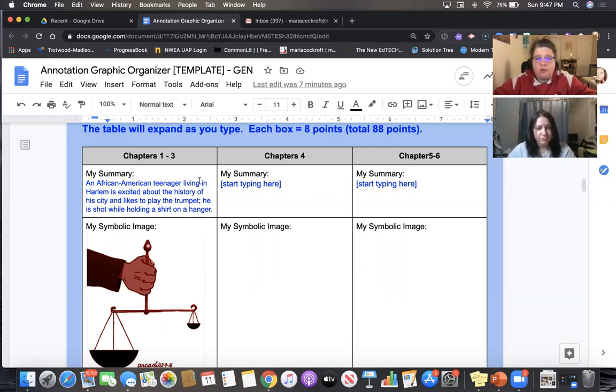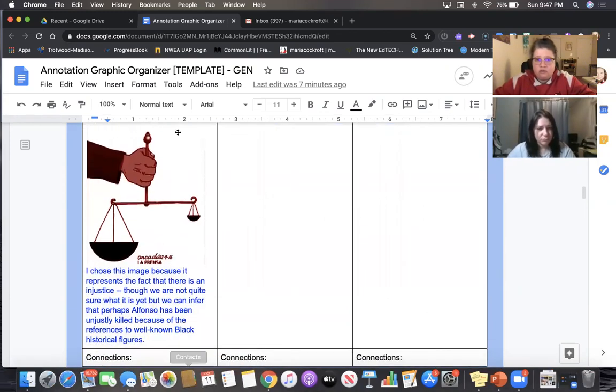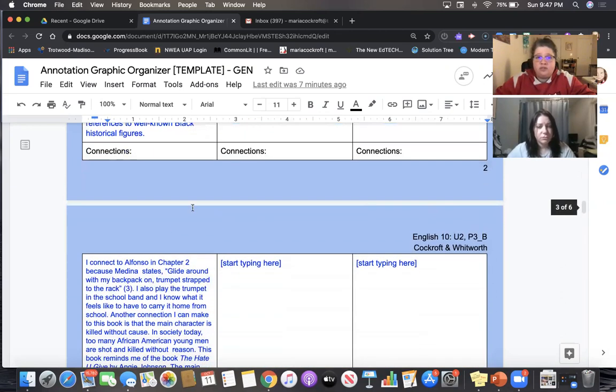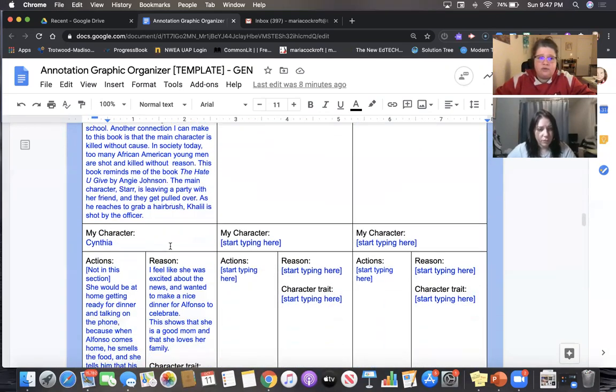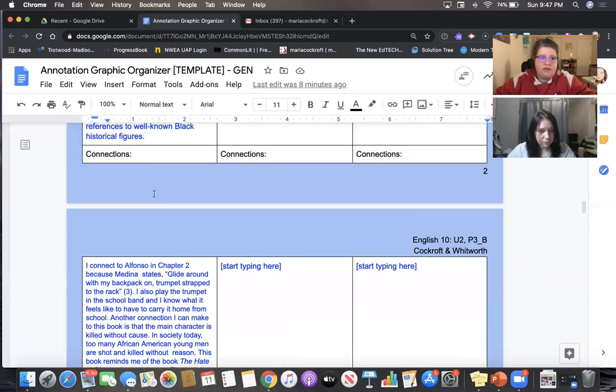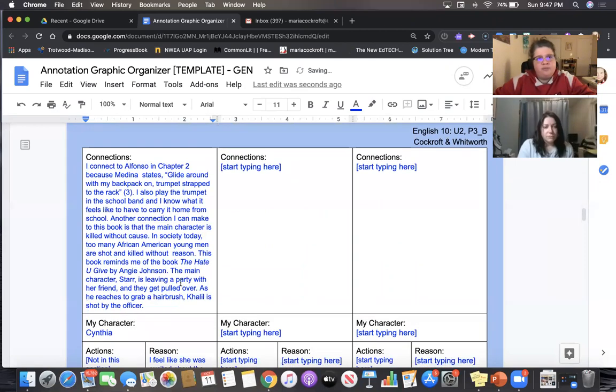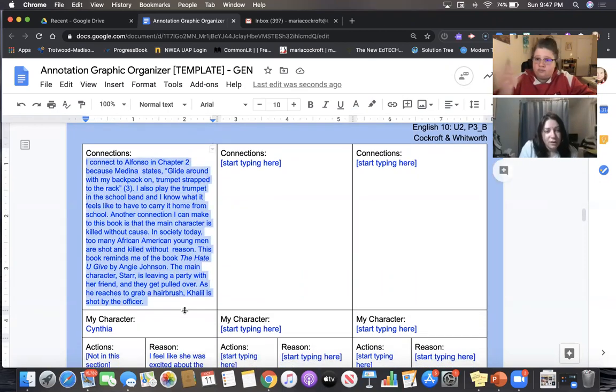So as you can see, we're working our way down the column for these chapters. We'll do the same thing when you go to chapter 4, 5, and 6, and so forth. So we're still in chapters 1 to 3. And so the connections, I'm going to just make this my own thing. The connections are in this box. So you're going to make between 1 to 3 connections.